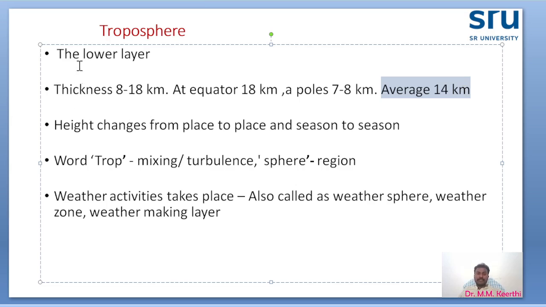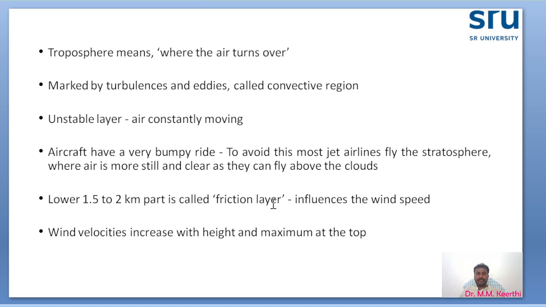The height will change. This is another very important point. The troposphere is not static, it is unstable. That's why the height of the troposphere is not uniform. It changes from place to place and season to season. And the word tropo is nothing but mixing or turbulence. Sphere is region. The mixing region or turbulence region. There is more mixture of gases, and continuous air troubles will be there. All weather activities take place in this region only.